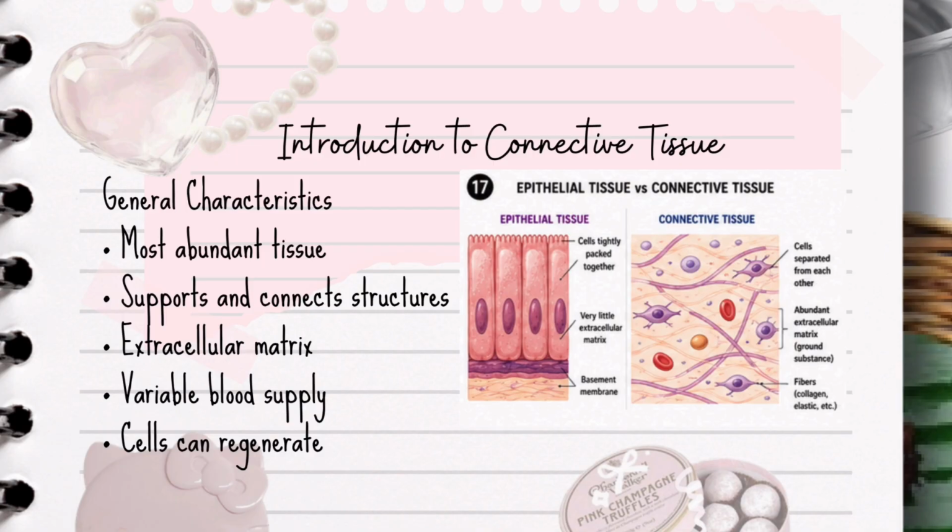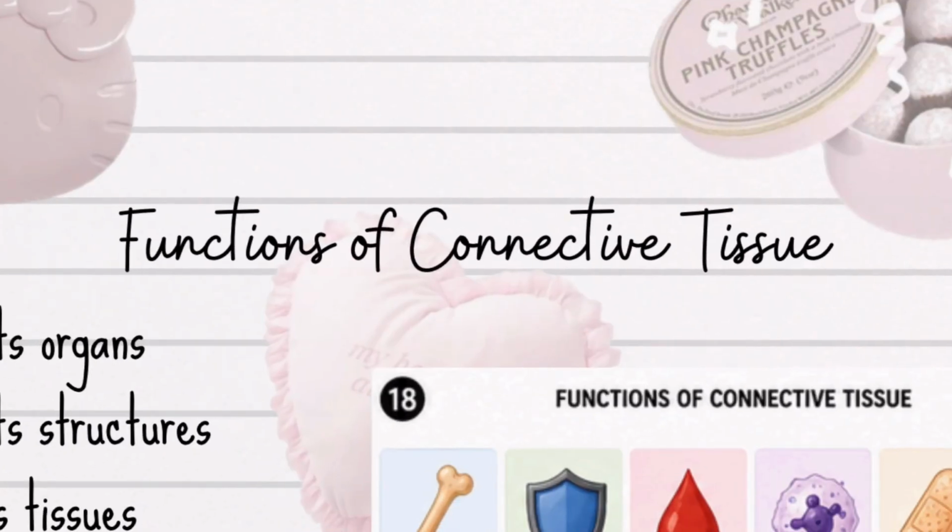Another important characteristic is that connective tissues differ in their blood supply. Some are highly vascular, while others, such as cartilage, have very little blood supply. Because connective tissue appears in many forms throughout the body, it performs a wide variety of functions. Those characteristics allow connective tissue to perform many different jobs throughout the body.